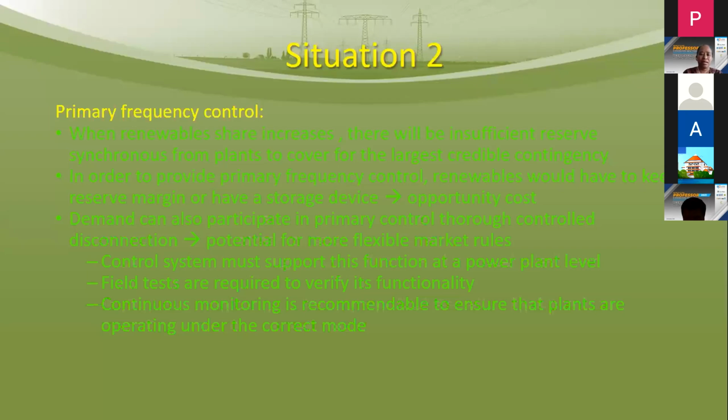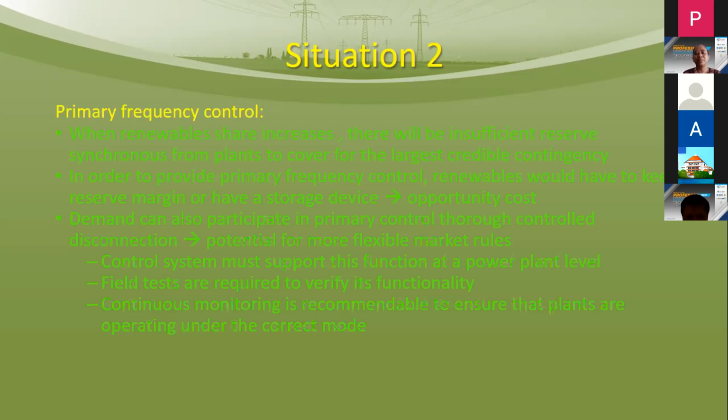Another solution is that the demand, the load or the customer, can also participate in primary control through controlled disconnection. So they can disconnect their power plant. For example, if we use solar PV, we can interconnect it with a certain rule to the network.